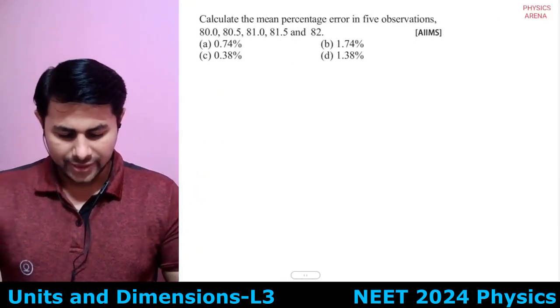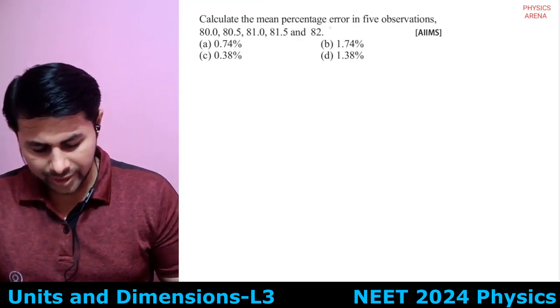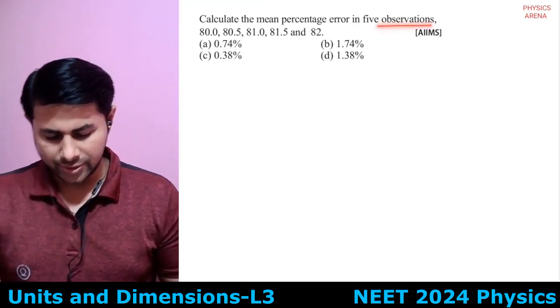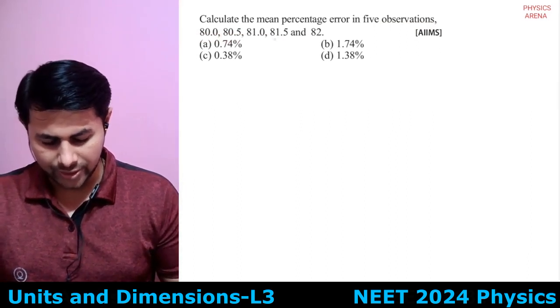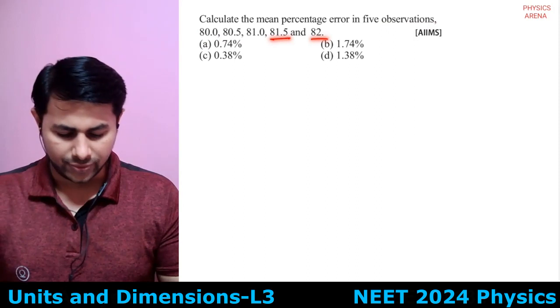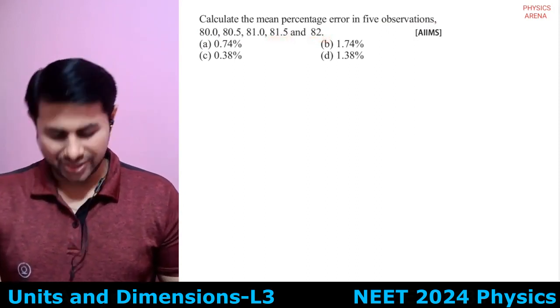Okay, so let's see the next question. Calculate the mean percentage error in 5 observations: 80.0, 80.5, 80.0, 81.5 and 82. Calculate the mean percentage error.